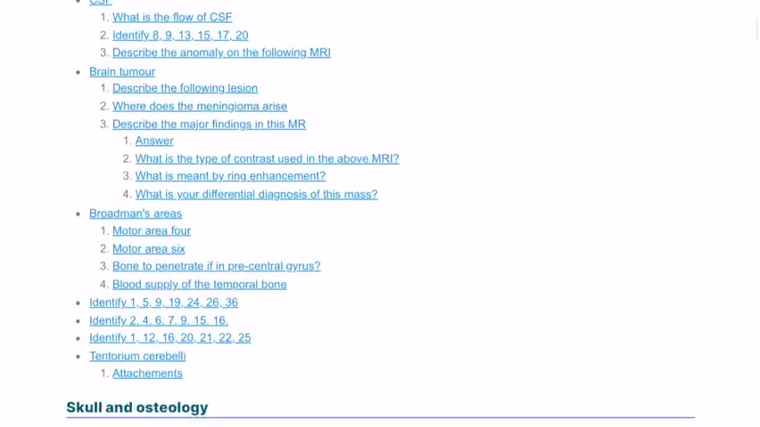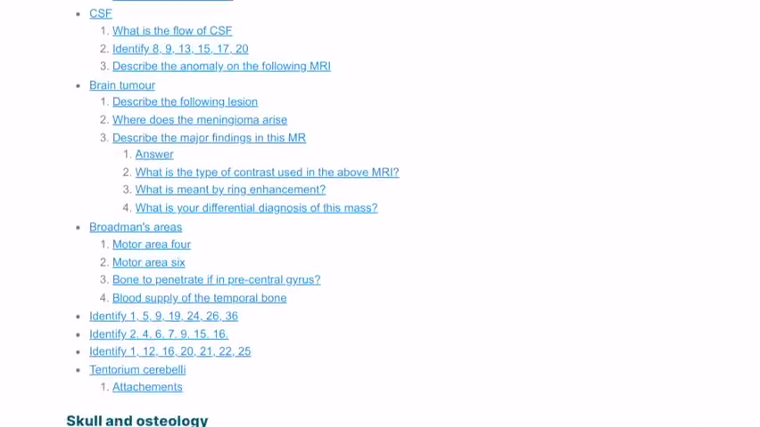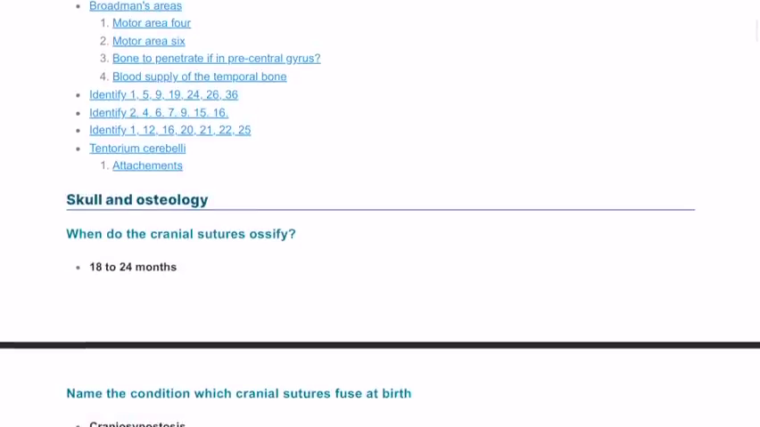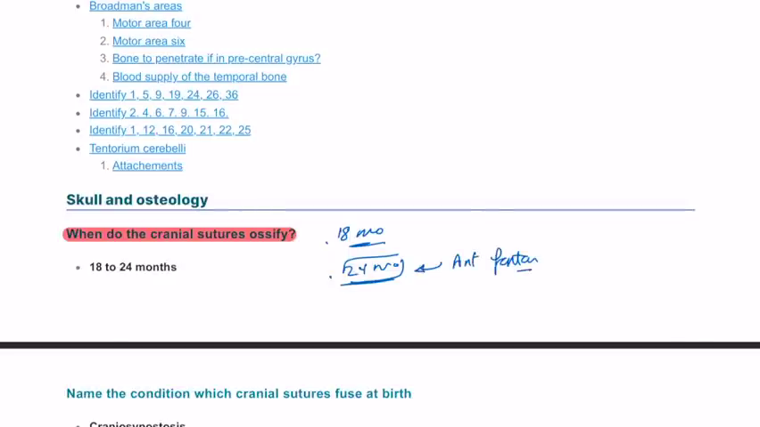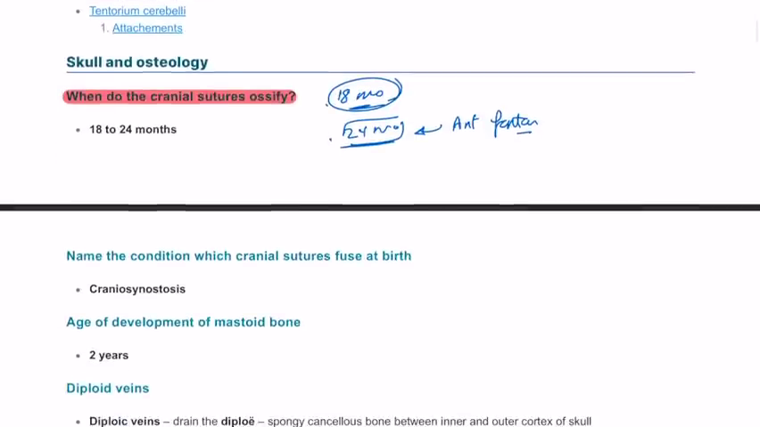So starting by skull osteology, I'm going to start with the first question, which says the age at which the cranial sutures ossify. So it's usually starting at 18 months, and 24 months for the anterior fontanelle, all right? So the anterior fontanelle is usually closed by 24 months, and the posterior fontanelle by 18 months as well.